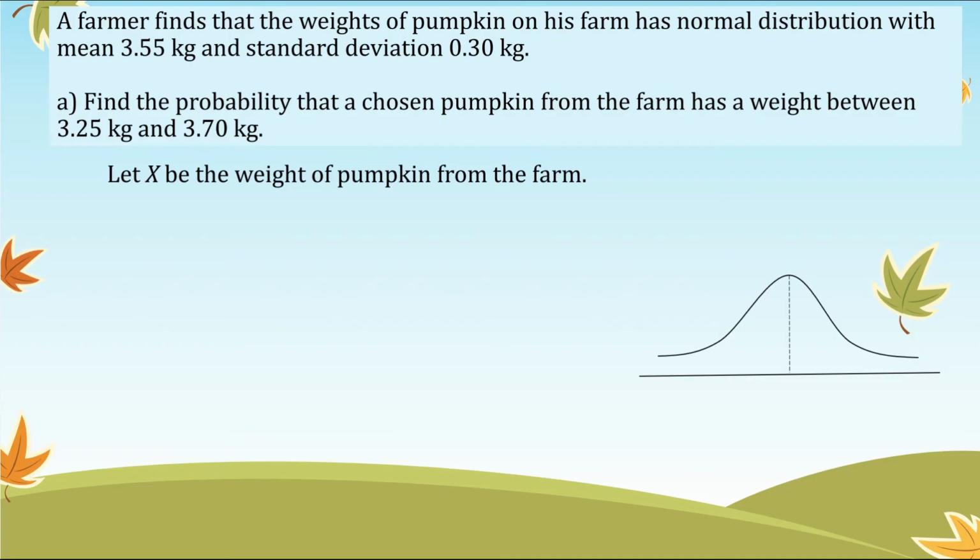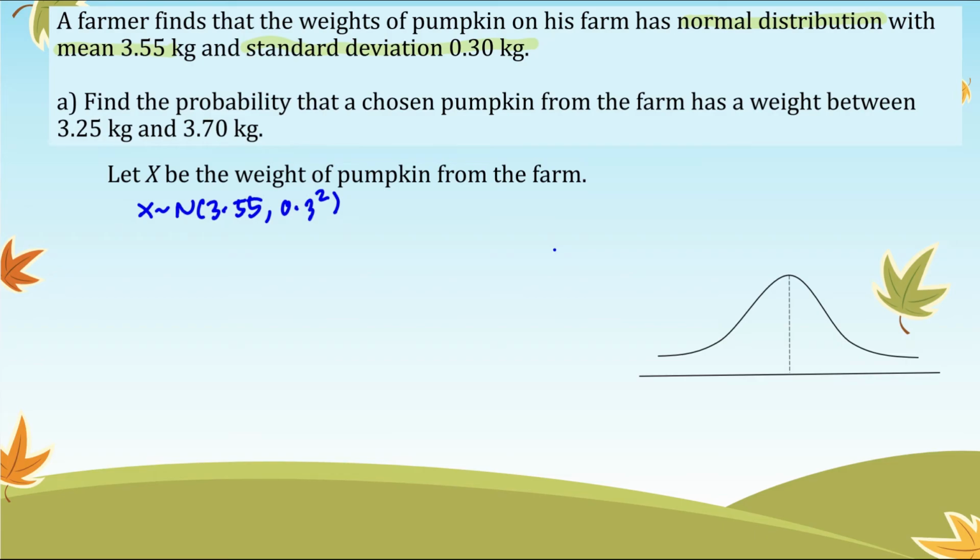Then we need to find the information from the question because it is normal. So we need to find mean and standard deviation. Both are already given in the question. Make sure both are in the same unit. Our normal distribution is 3.55 and 0.3 square. Okay, we have square, for variance.